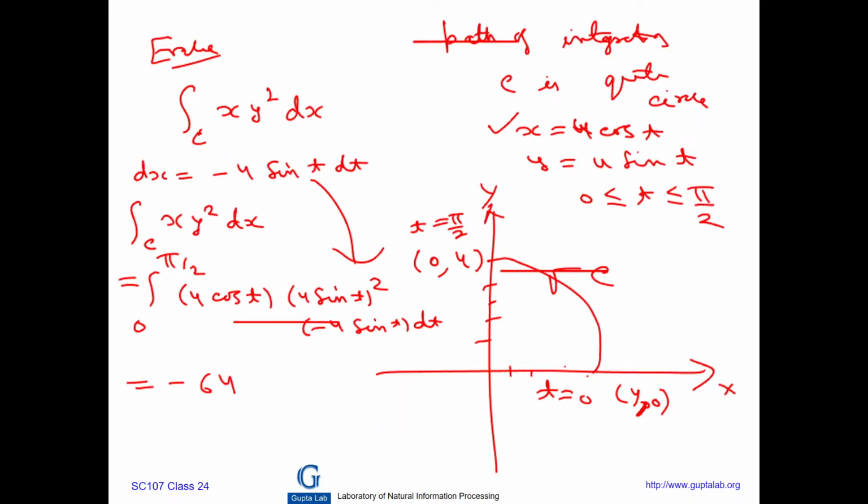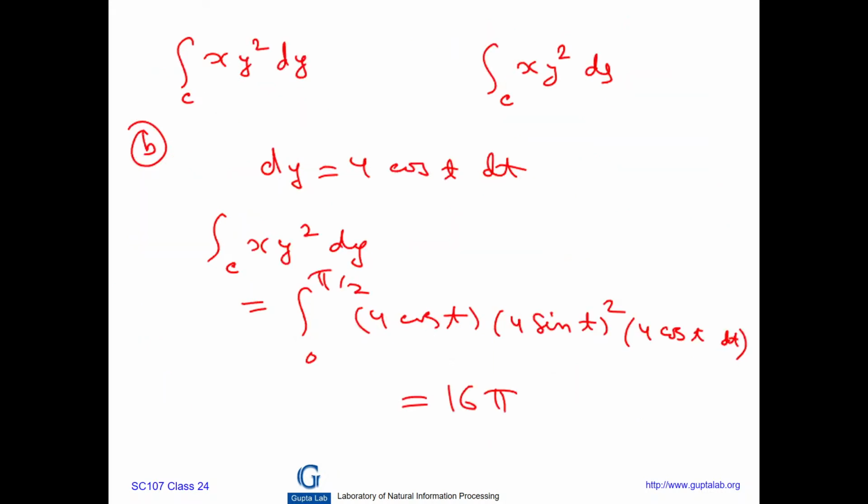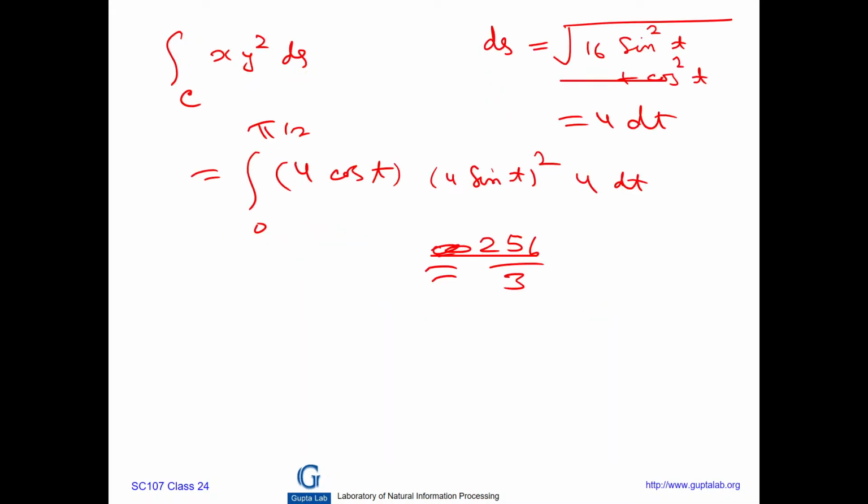Integration along C of x y squared dx, when C is this circle, along y and along arc length s. Now I am going to tell you the formula for the other part, case B.